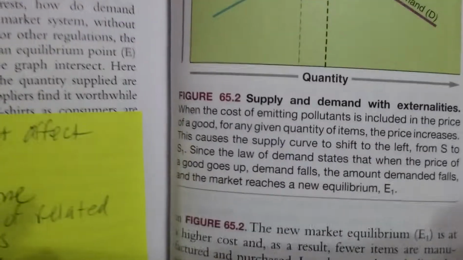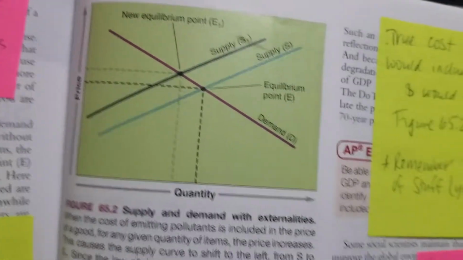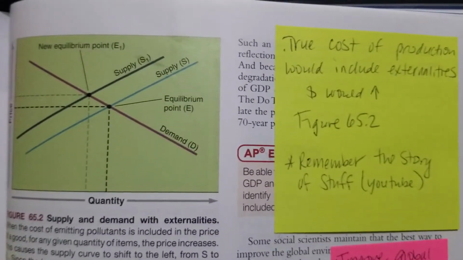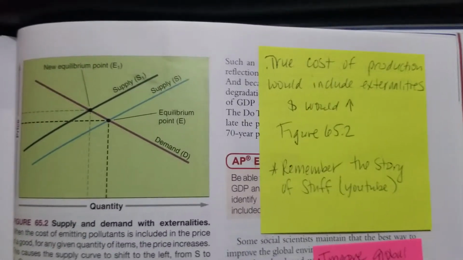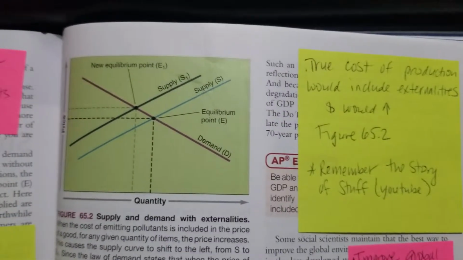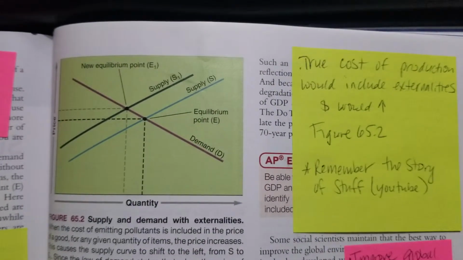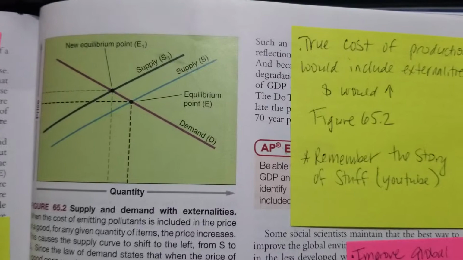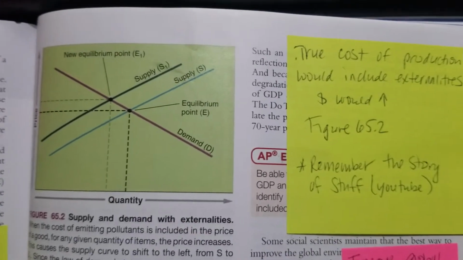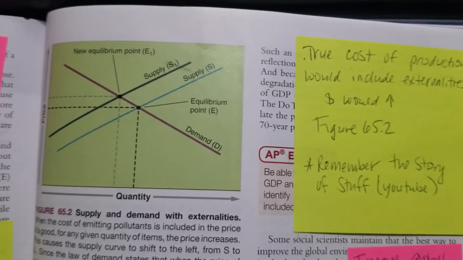So then going up to here, figure 65.2, this bullet note or this sticky note has to do with it. So I'll kind of zoom out. But the true cost of production would include these externalities. And so I showed you a video. It was The Story of Stuff, you can find it on YouTube, or just Google The Story of Stuff. But it went over the externalities of a product.